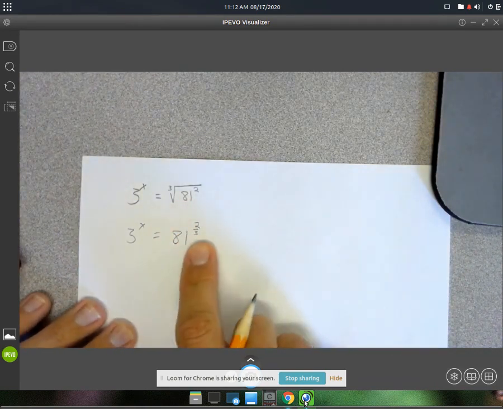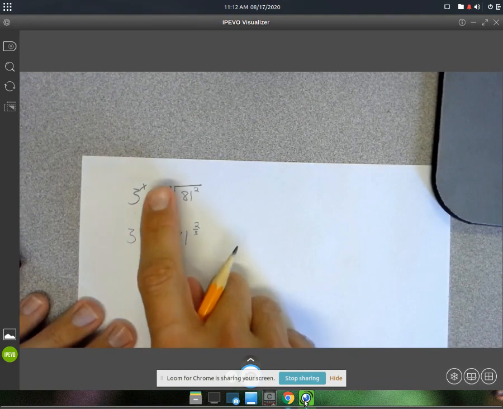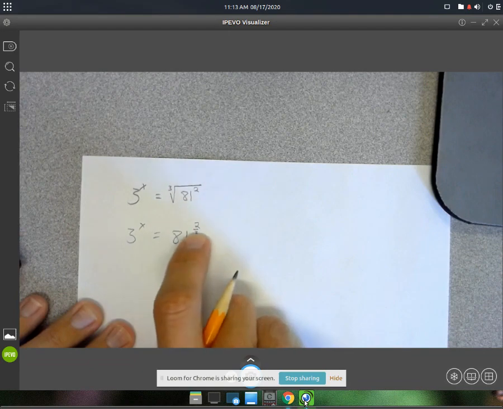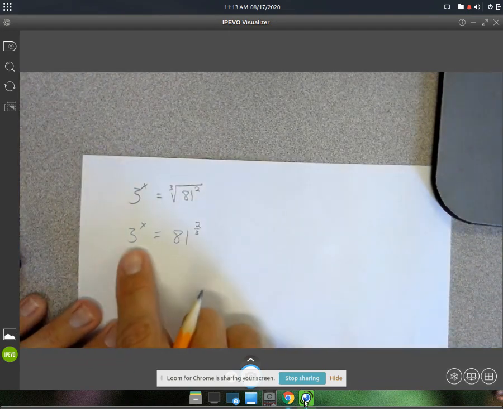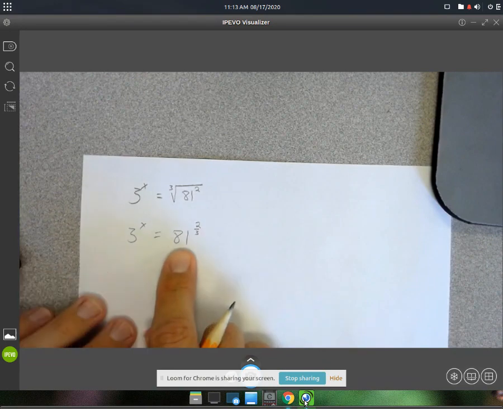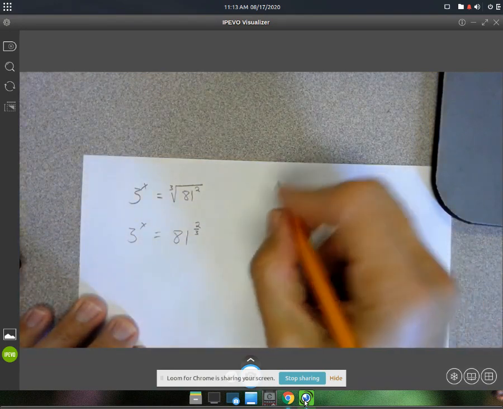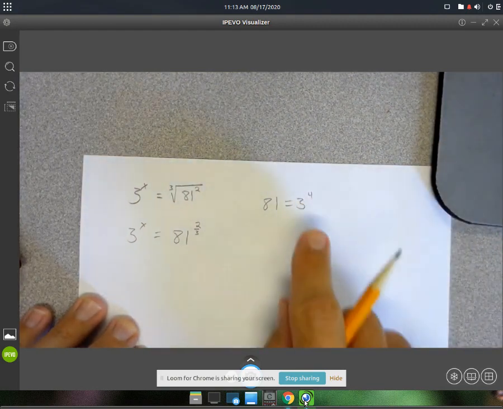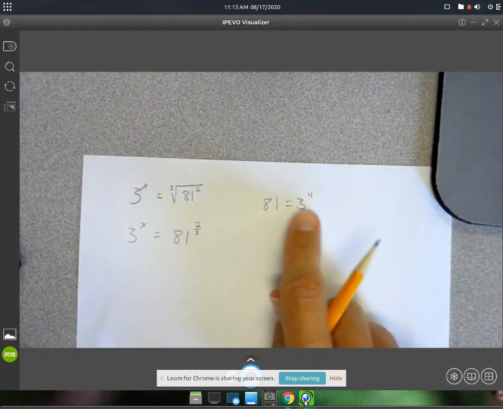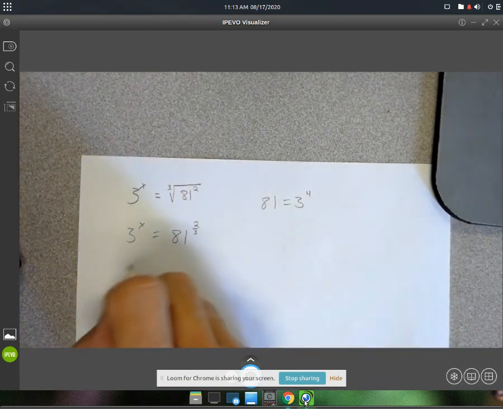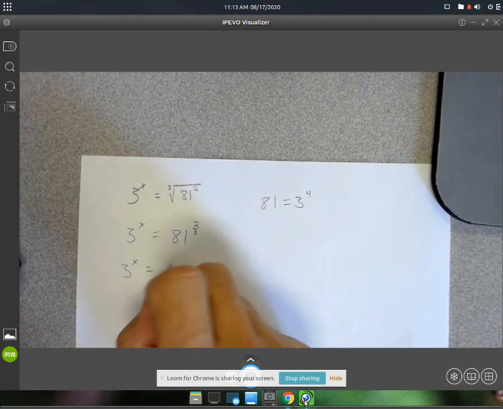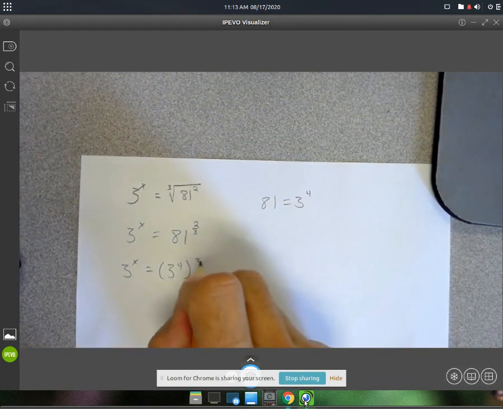All right, hopefully you saw what I did there. Because I had an index of 3, I put that in my denominator, and a power of 2, I could write that as my numerator. Right? Now, we can rewrite 81 as a power of 3. 81 is the same as 3 to the 4th. We actually looked at that in an earlier video. But we're just going to make that substitution here. So we'll have 3 to the x. Instead of 81, I'll have 3 to the 4th to the 2/3.